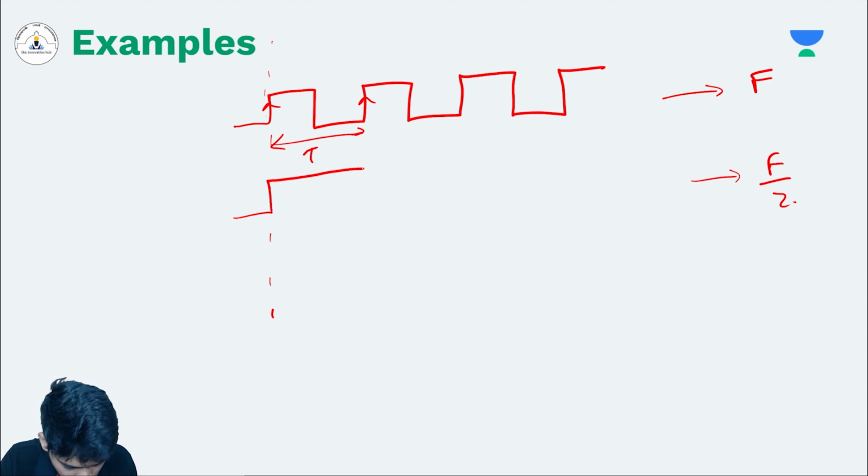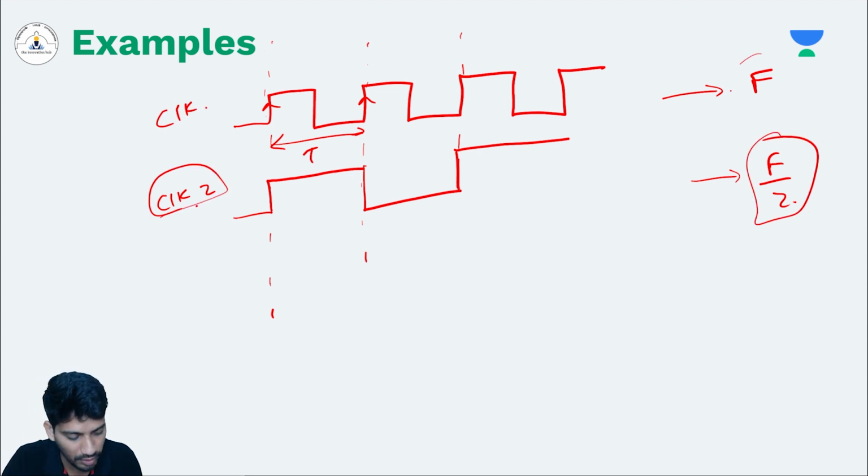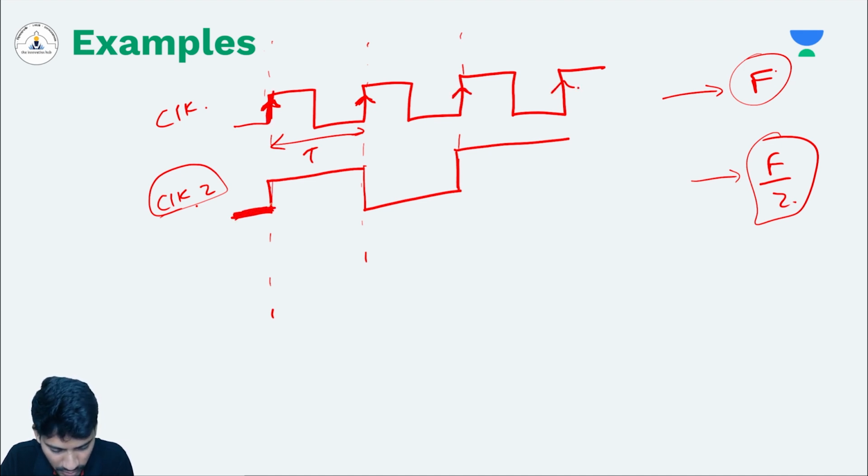So this is my second clock, clock 2. This is my main clock. Clock 2 has a frequency of half of the main clock. So how do we get this? One way is to sense the positive edges of the main clock, and at every positive edge you just flip the data of this clock 2, right?